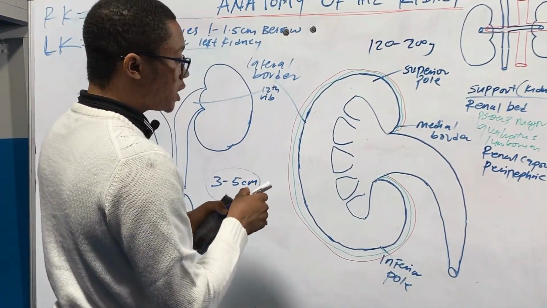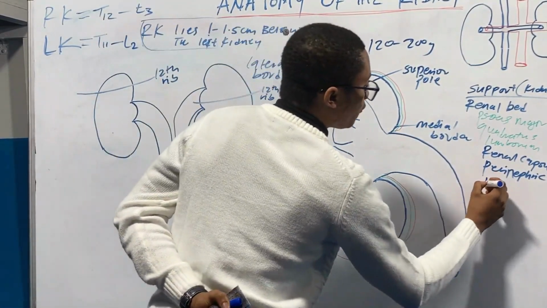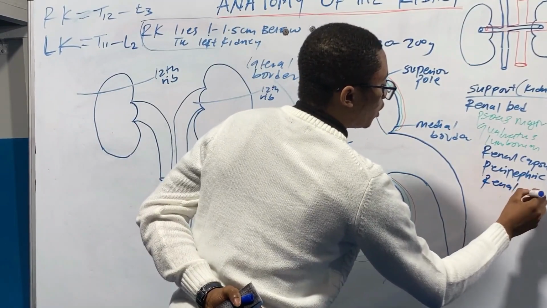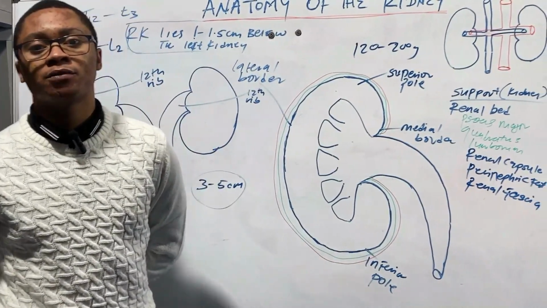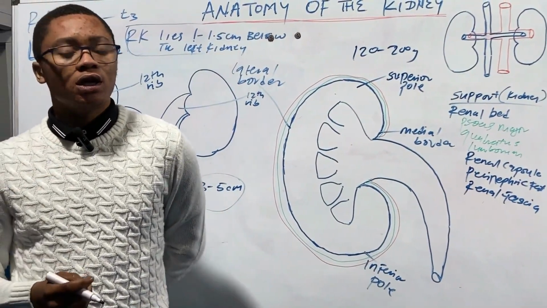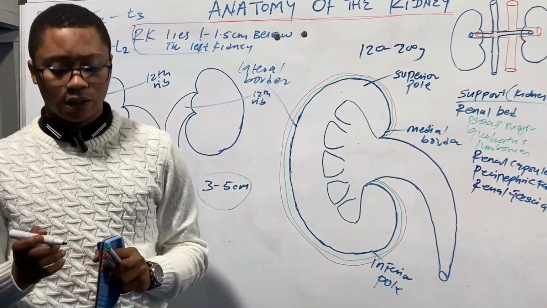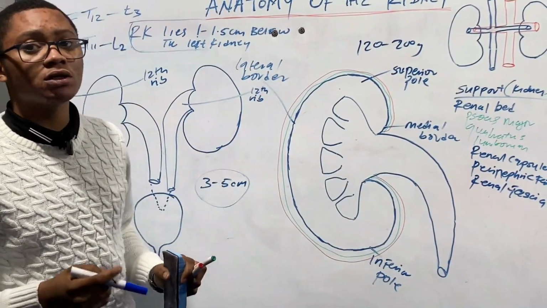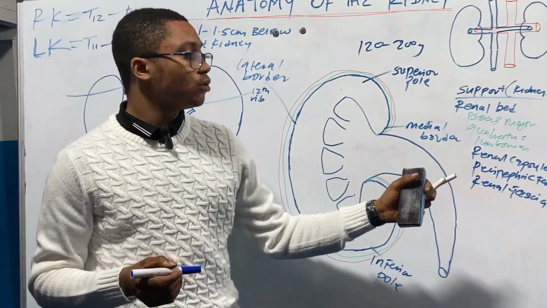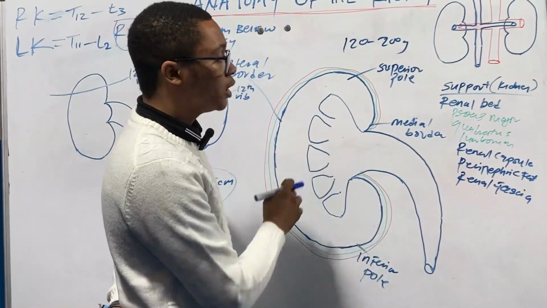The next kidney supporting structure we'll be looking at is the renal fasciae. The renal fasciae covers the perinephric fat and also covers the kidney. It anchors the kidney to different structures in the human body. It holds the kidney in place.